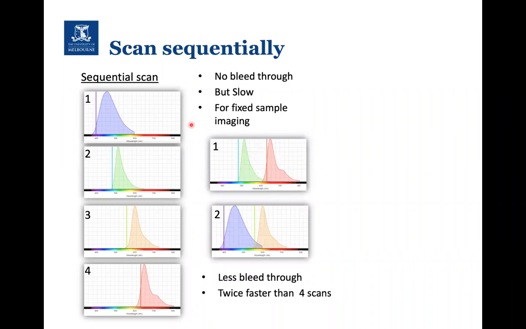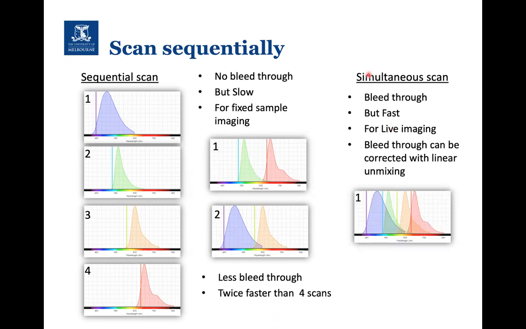There's a kind of halfway house where you could combine lasers and detectors. In this case, we've got our FITC and our 633 channels combined on one track or one acquisition. They're spectrally separated enough that there's not very much bleed through or crosstalk happening here. Similarly, on the second one, we have our DAPI channel and our 633, which again are fairly spectrally separated. This has the benefit of less bleed through and being twice as fast as doing 4 individual scans. So very often this is a nice halfway house between the two.